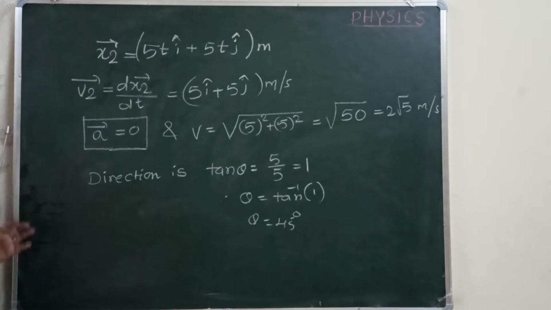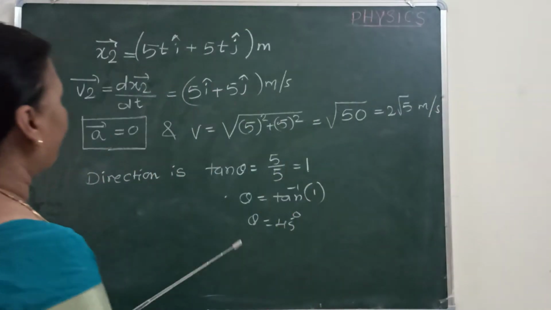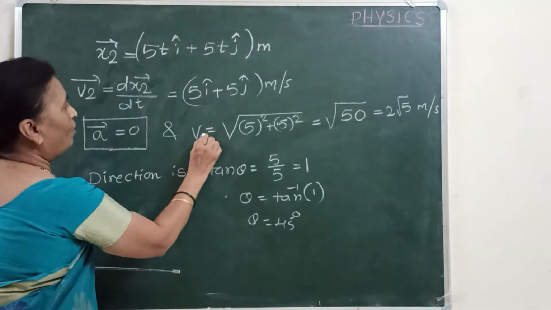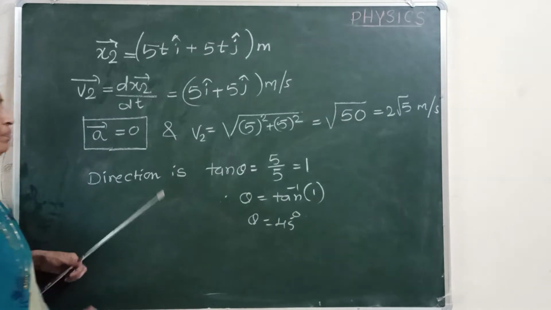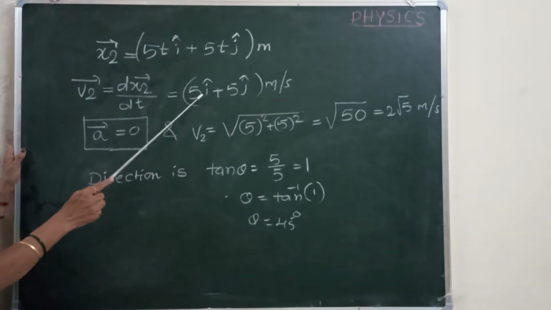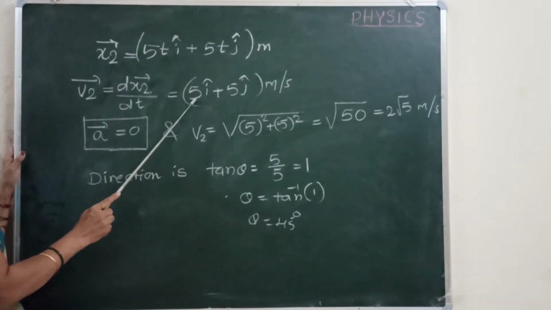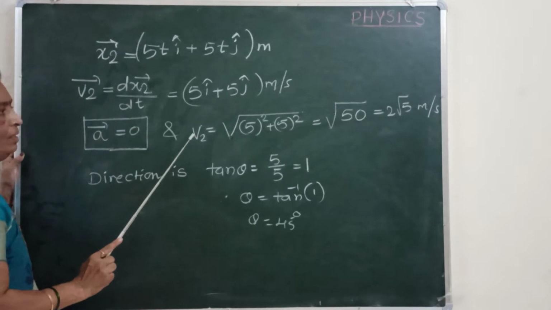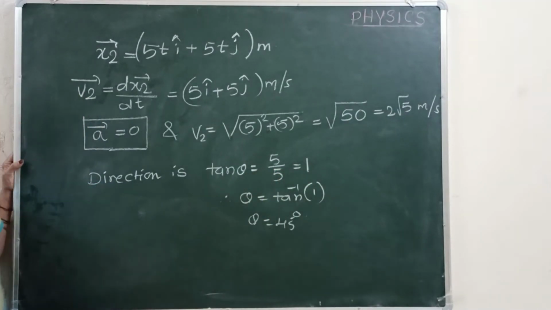And the magnitude of this velocity, that is v2, we can find by using the formula: square root of the addition of the square of x component and the square of y component. X component is 5, y component is also 5. So the magnitude of velocity comes to be 5 root 2 meter per second.